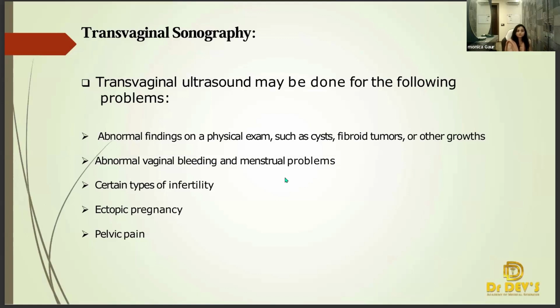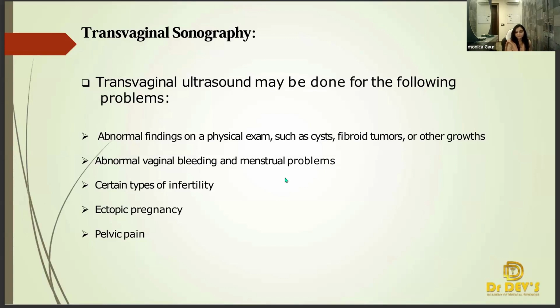Transvaginal ultrasound may be done for the following problems. Now look at the problems where we need that transvaginal study. Abnormal findings on physical examination such as cysts, fibroid tumors or other growths. Transvaginal sonography is far more informative compared with transabdominal scanning. Abnormal vaginal bleeding and menstrual problems, certain types of infertility, ectopic pregnancy, pelvic pain.